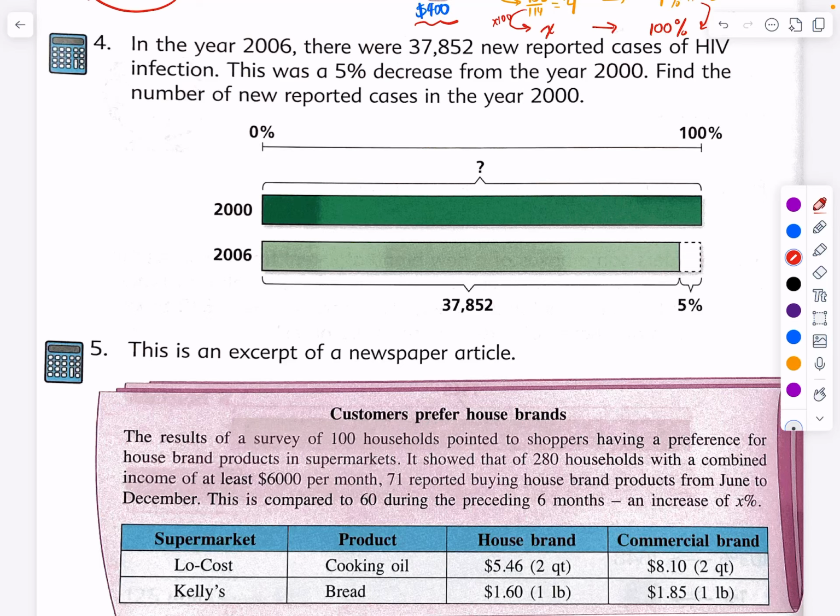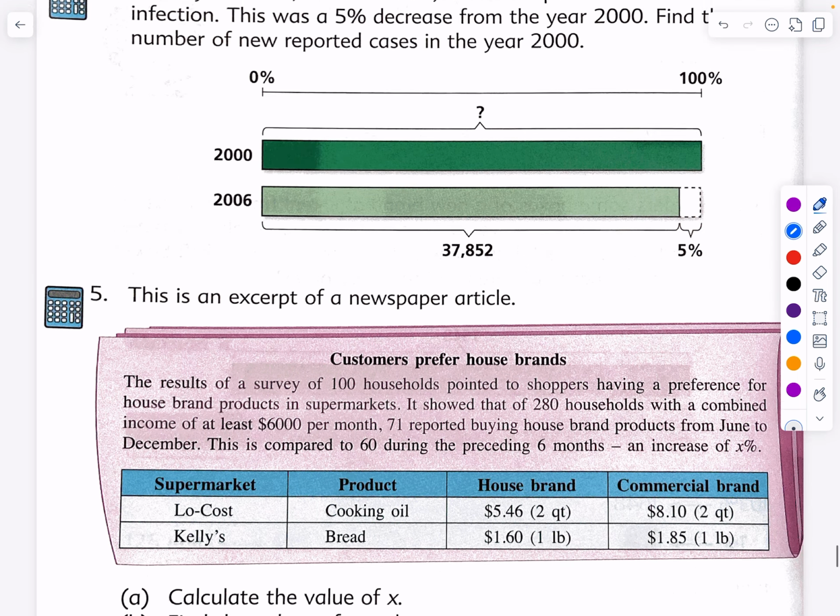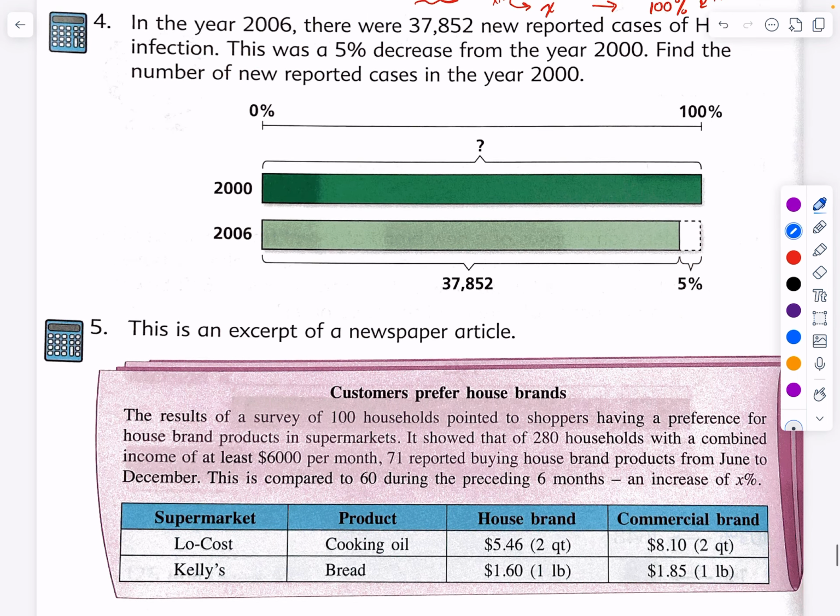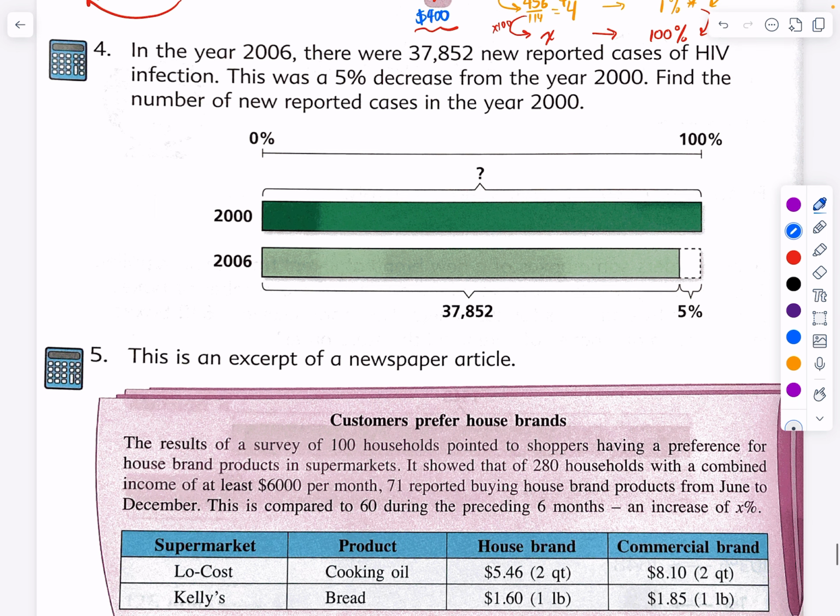Let's take a look at another example. We are solving problem number 4 on the same page, page 88 in our textbooks. In the year 2006, there were 37,852 new reported cases of HIV infections. This was a 5% decrease from the year 2000. Find the number of newly reported cases in the year 2000.